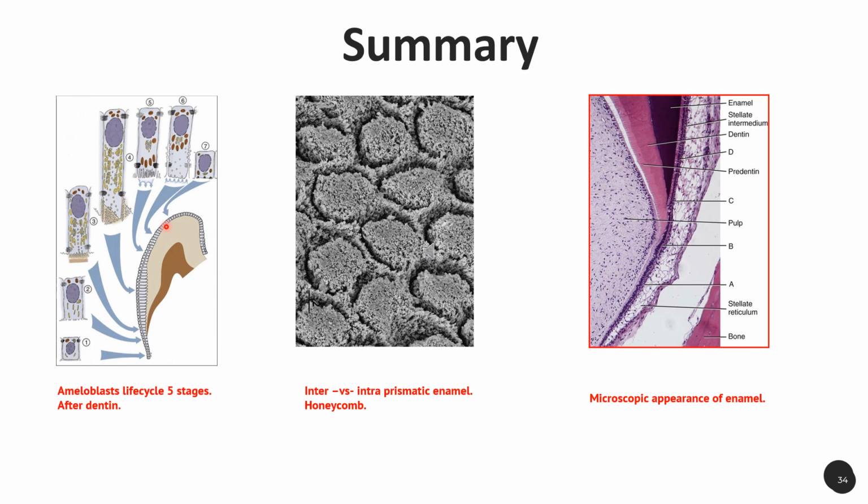I hope I've been able to show you, to summarize today, 3 different things about amelogenesis. So looking at ameloblasts, the cells responsible for the production and secretion of the pre-proteins of enamel, how enamel looks under the microscope, so thinking about inter and intraprismatic enamel in this honeycomb format, and how you can recognize enamel when you look under a microscope in terms of H&E staining on this area of the tissue here, the enamel. Thank you very much for listening, and I hope this has been a relatively clear explanation of what can be quite a complex concept.